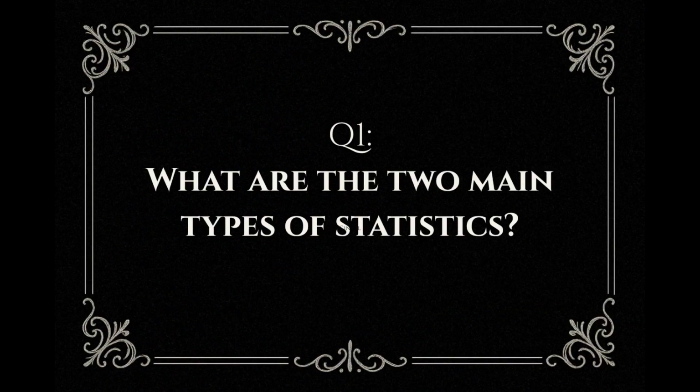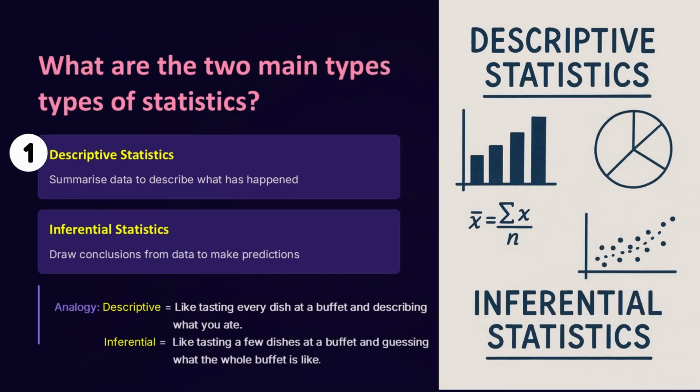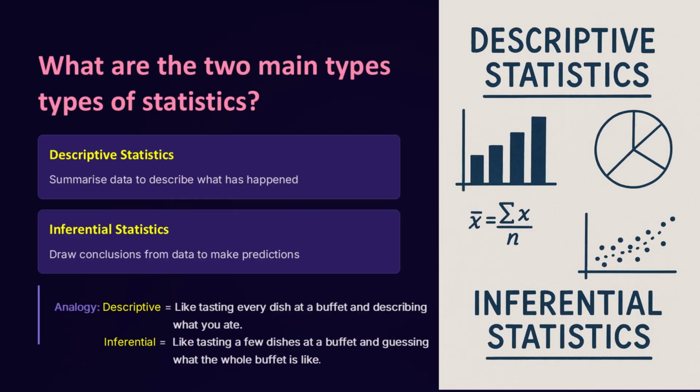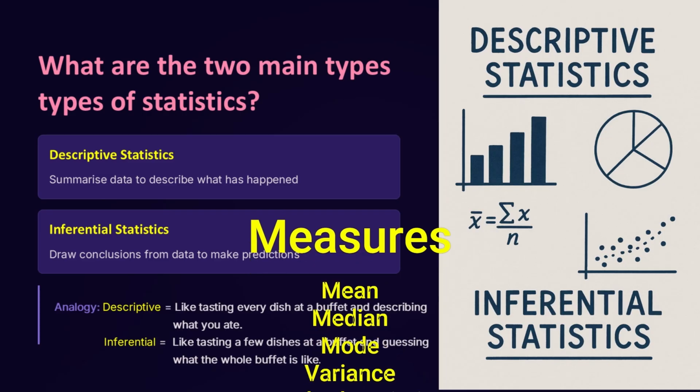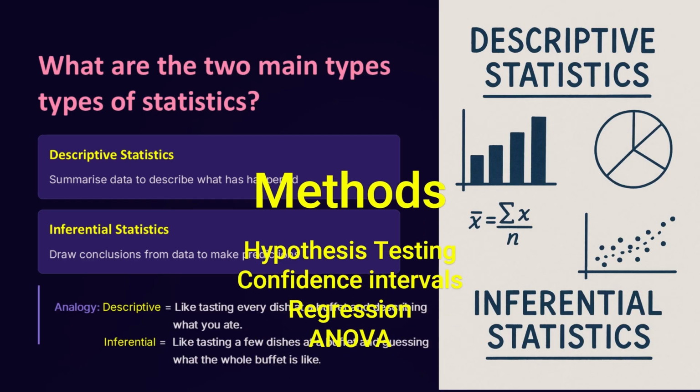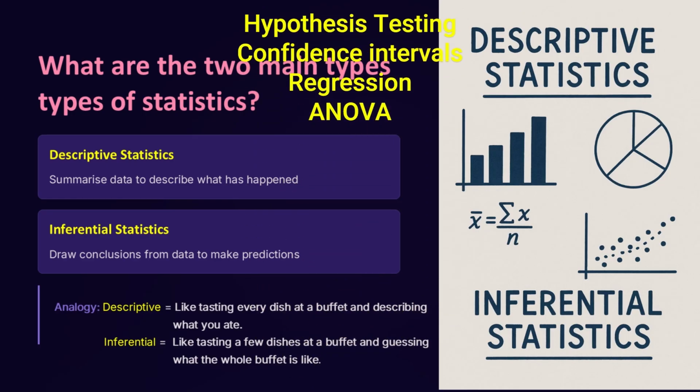What are the two main types of statistics? The two main types are descriptive statistics and inferential statistics. Descriptive statistics summarize and organize data, like showing averages or patterns in charts. Common techniques include measures like mean, median, mode, variance, and standard deviation, as well as visual tools such as tables, graphs, and charts. Inferential statistics use a smaller set of data to make predictions or conclusions about a larger group. It involves methods such as hypothesis testing, confidence intervals, regression, and ANOVA.